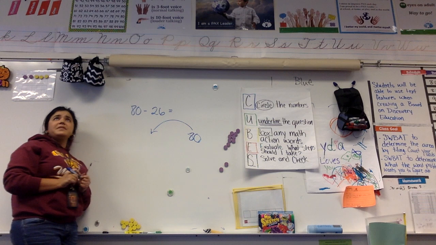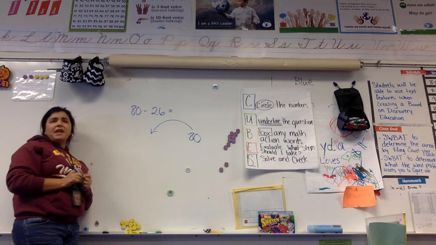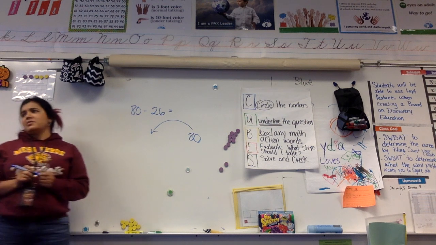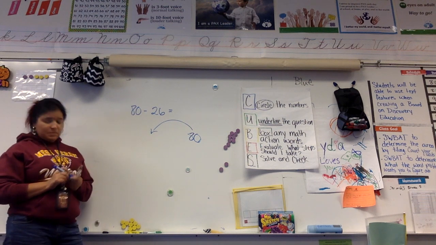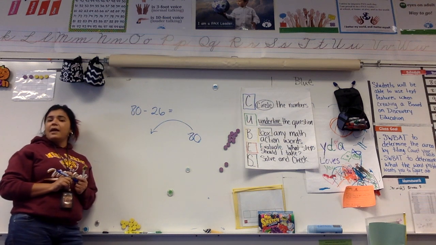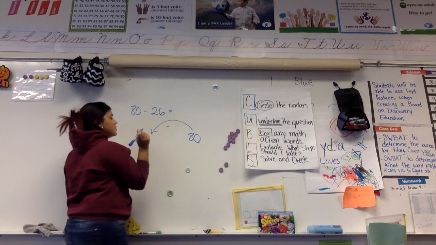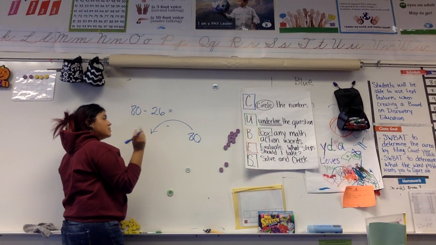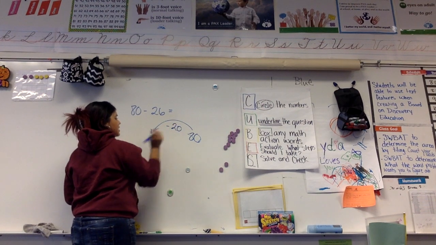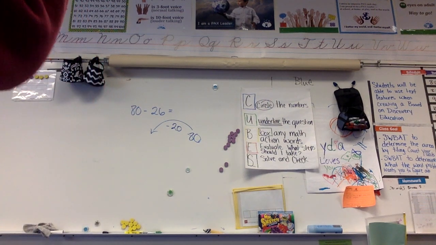Okay, this is a little bit different because the last one only had ones. This one has tens and ones. So, what are you going to subtract first? Tens. How many tens do you have? 2. Okay, so 2 tens is what? 20. Okay, subtract 20. Great. Let's leave it right there, please.